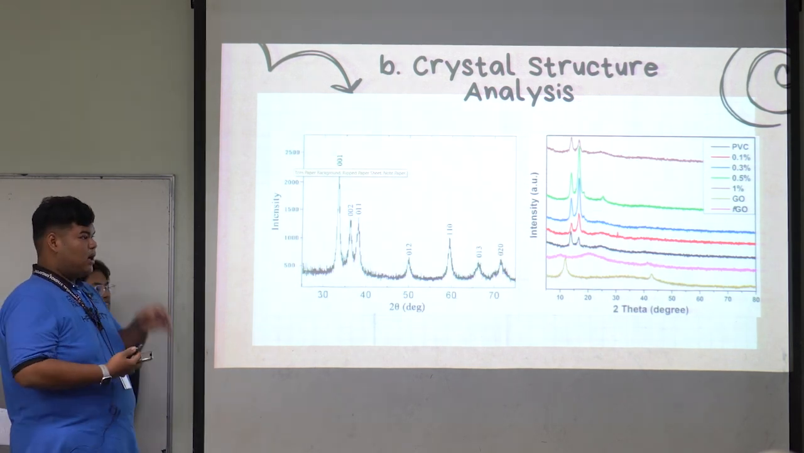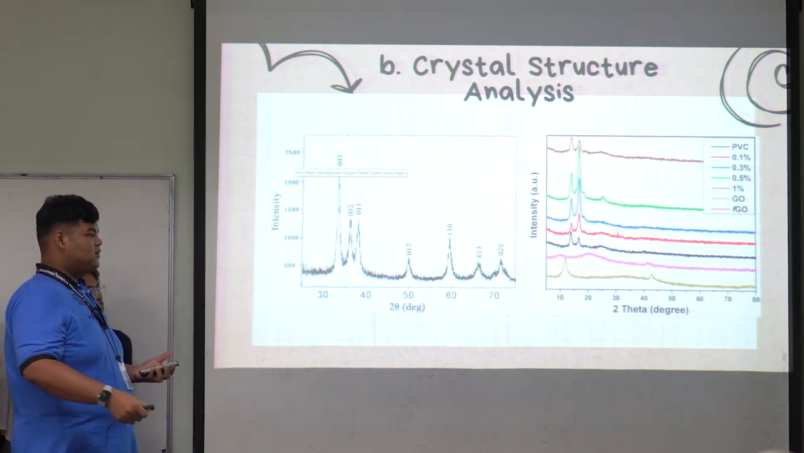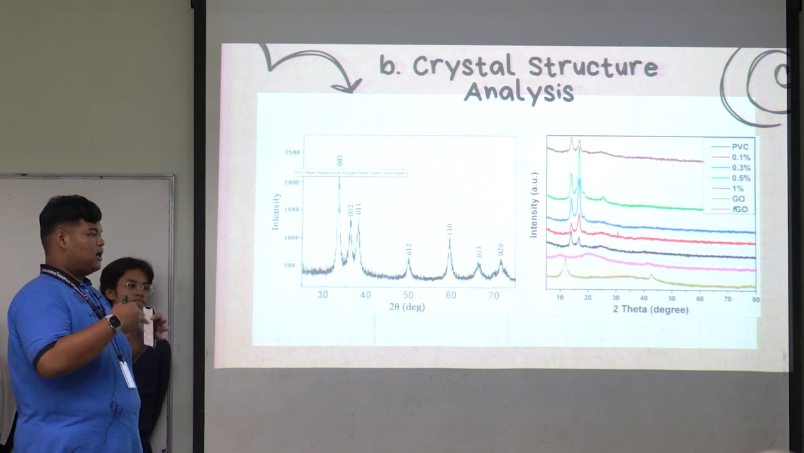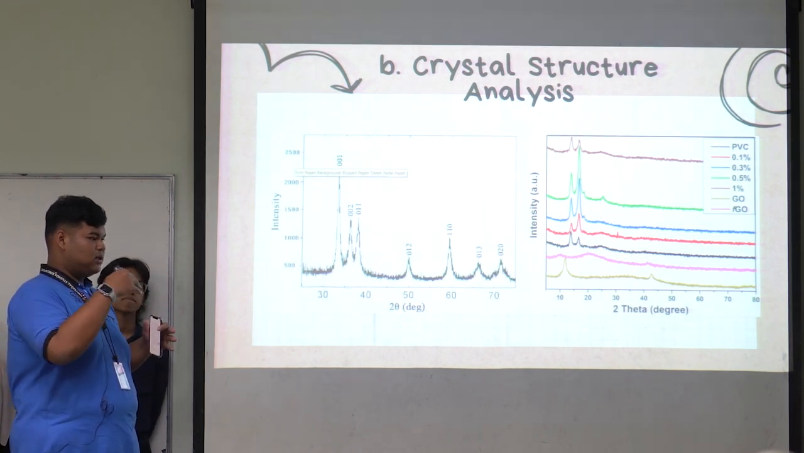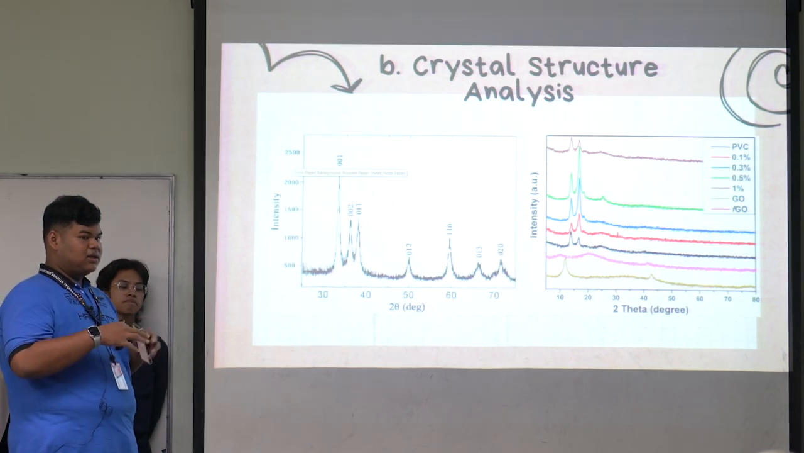So basically, using this graph from the X-ray diffraction, the researchers will basically draw that particular material, the atom arrangement of the material.